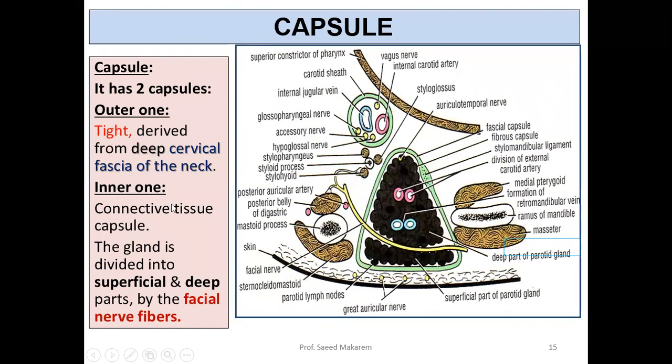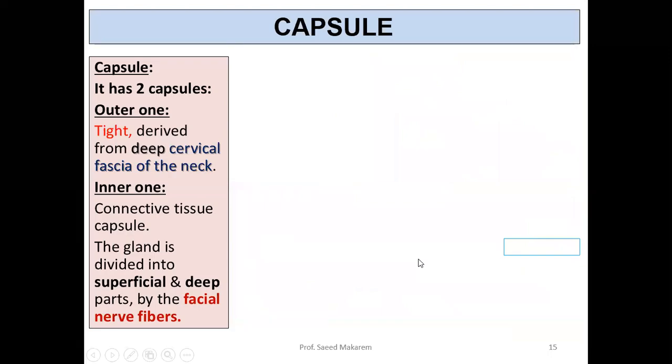Then the inner one, the connective tissue capsule. The capsule itself forms one more layer, thickens, and that forms the inner capsule. The gland is divided into superficial and deep parts by the facial nerve fibers. So this gland is divided into two parts, superficial as well as the deep part. I will show you later.